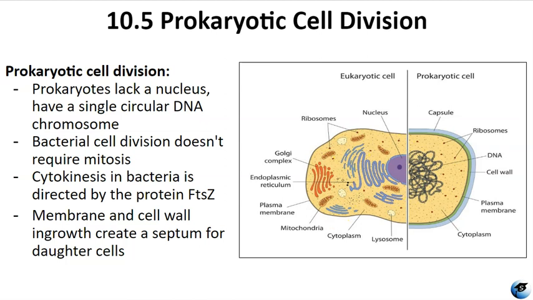So prokaryotic cells divide through binary fission. During binary fission, the DNA replicates, the cell elongates, and eventually the cell membrane pinches off and divides the cell into two daughter cells. Bacteria, with their single DNA chromosome, don't have a nucleus, so they don't have to undergo mitosis like eukaryotic cells. Bacterial cytokinesis is guided by a protein ring called FtsZ, but the ingrowth of the membrane in the cell wall forms a septum that constructs separate cell walls for the daughter cells. Let me show you a very quick video on how this looks.